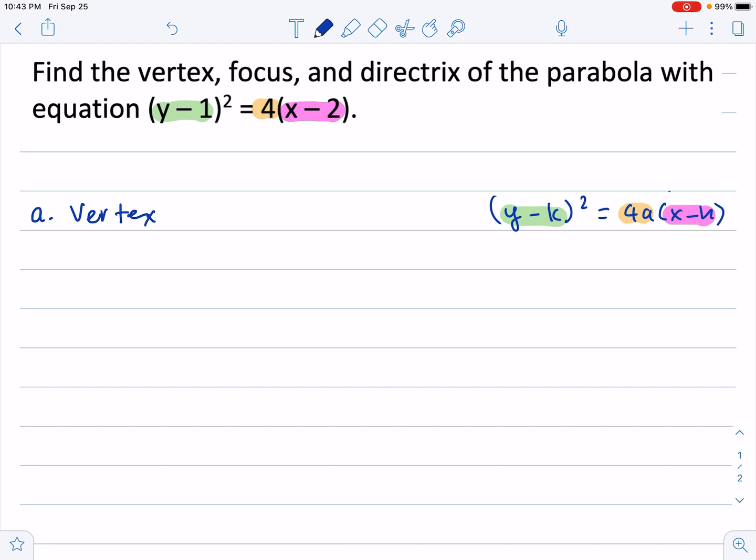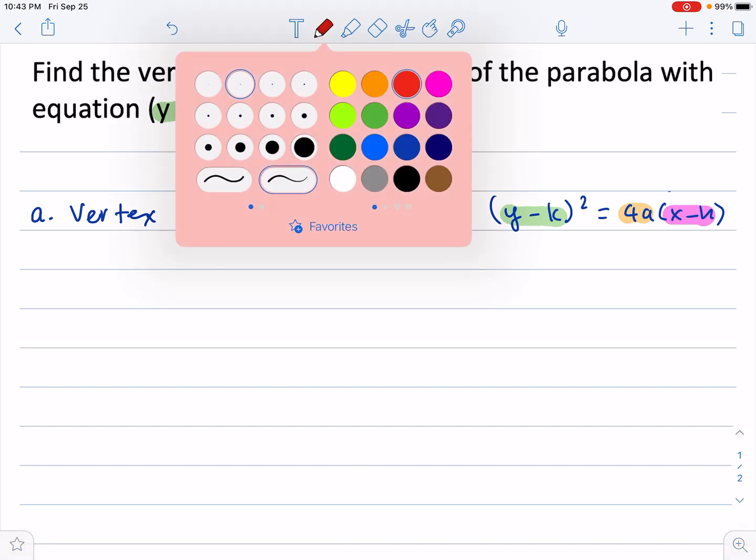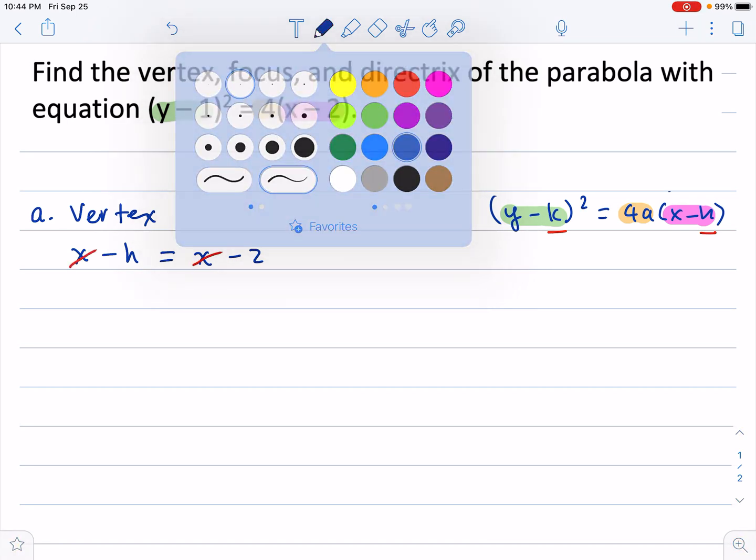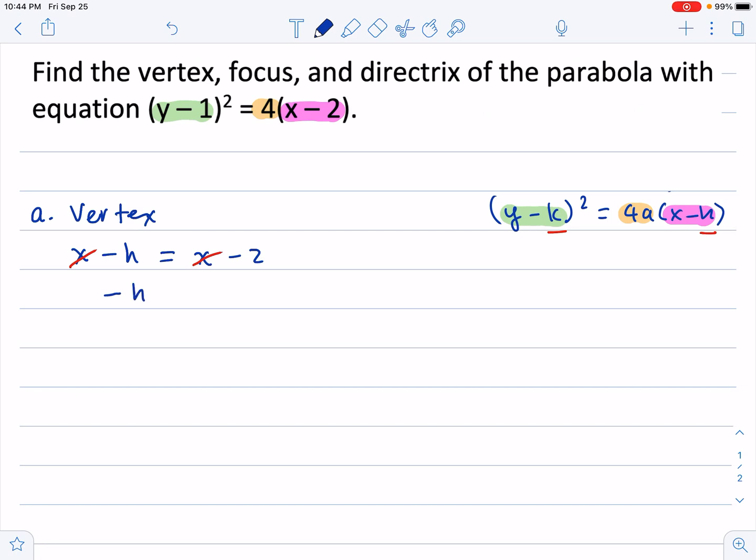So yung vertex ay yung h at saka yung k. Diba? So for h, alam natin na yung x minus h is equal to x minus 2. Which means that if we subtract x from both sides, pwede natin tanggalin yung x, which will give us negative h is equal to negative 2. And gusto nating maging positive yung h, so we can multiply both sides by negative 1, and this will give us h equals 2.